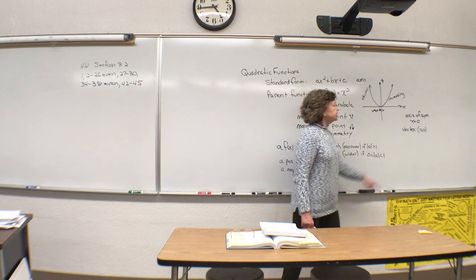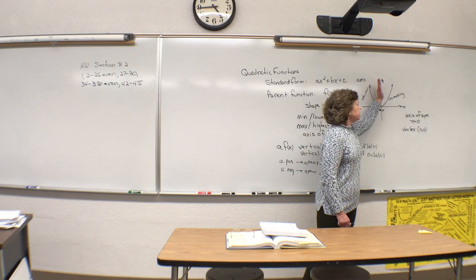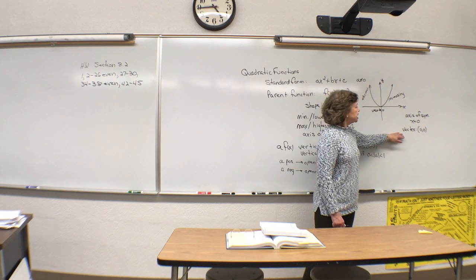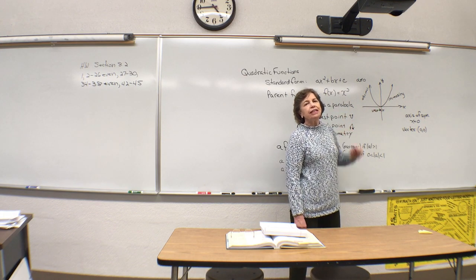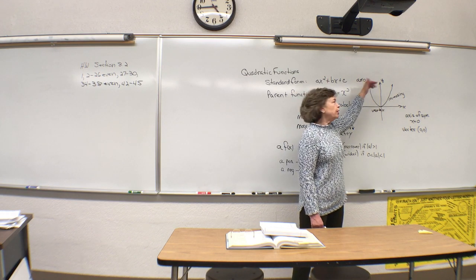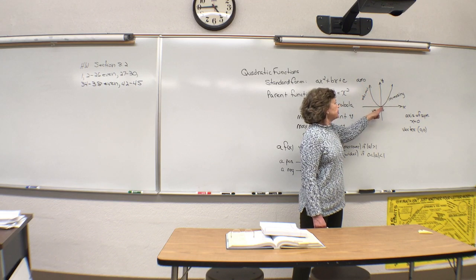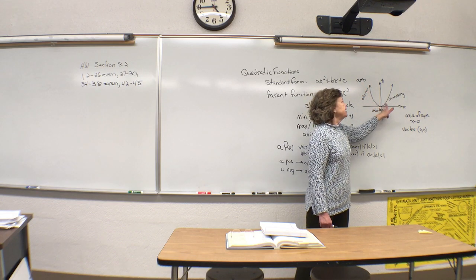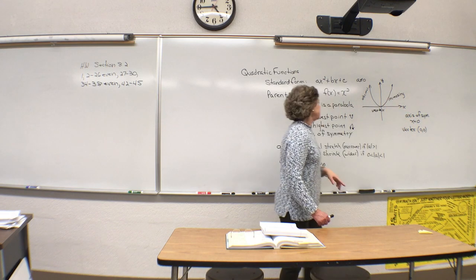For the parent function, the axis of symmetry was x equals 0, so the y-axis was the axis of symmetry, and the vertex was the origin, 0, 0. Remember that we read graphs from left to right. So even though these arrows are pointing up, these values are decreasing as x approaches negative infinity, and they increase as x values approach positive infinity.